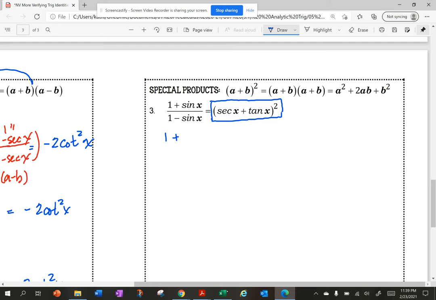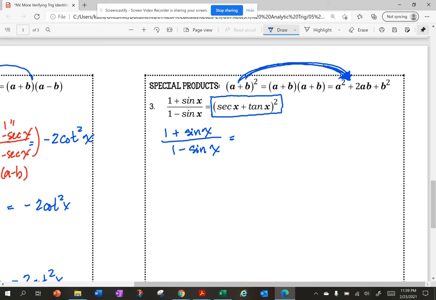So this is 1 plus sine of x over 1 minus sine of x. And I'm recognizing that I have this form, so I'm going to just write this because I understand that. If you need to write it like this and multiply it out and combine like terms, then do that. But I'm recognizing this pattern because I've worked with this since Algebra 2.